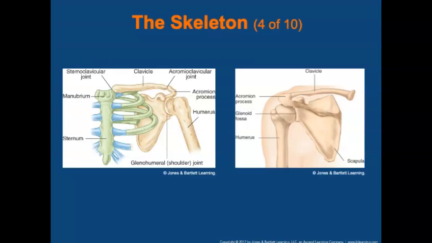This figure shows the pectoral girdle. It shows the anterior view on the left, and then the posterior view on the right.